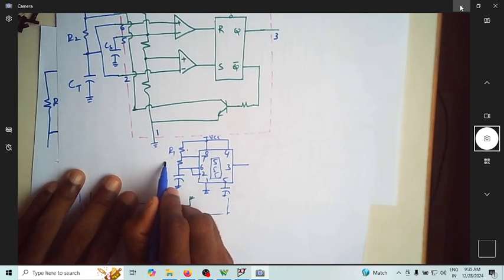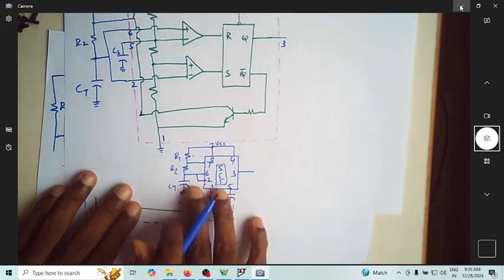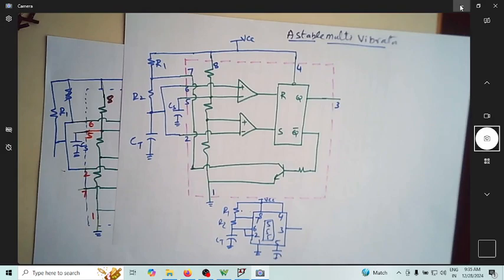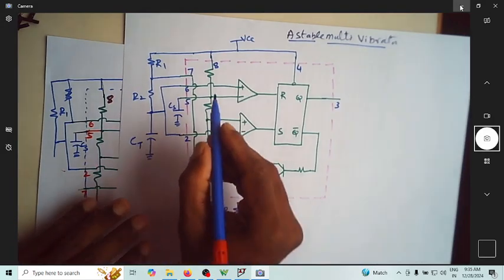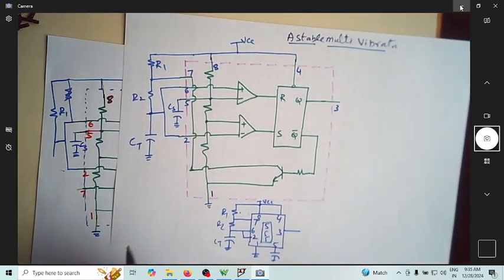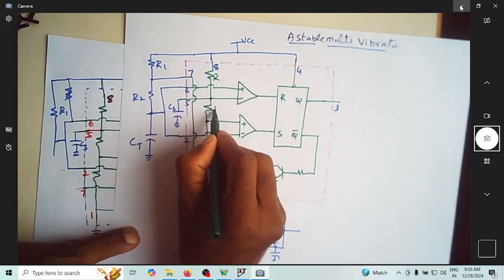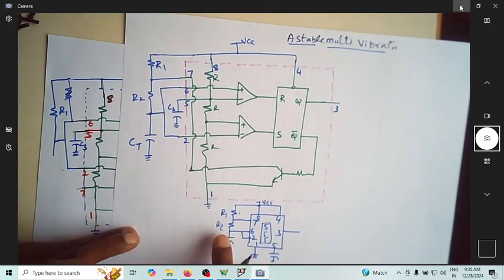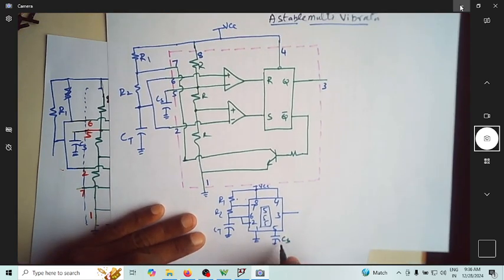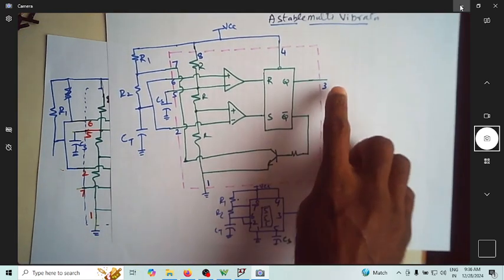So this is R1, R2, CT, which is exactly the same thing here. Of course, whatever is written in green is internal to the IC. The external connections are these R1, R2, CT, and this you can call CS, the stabilizing capacitor. And this is my output point.